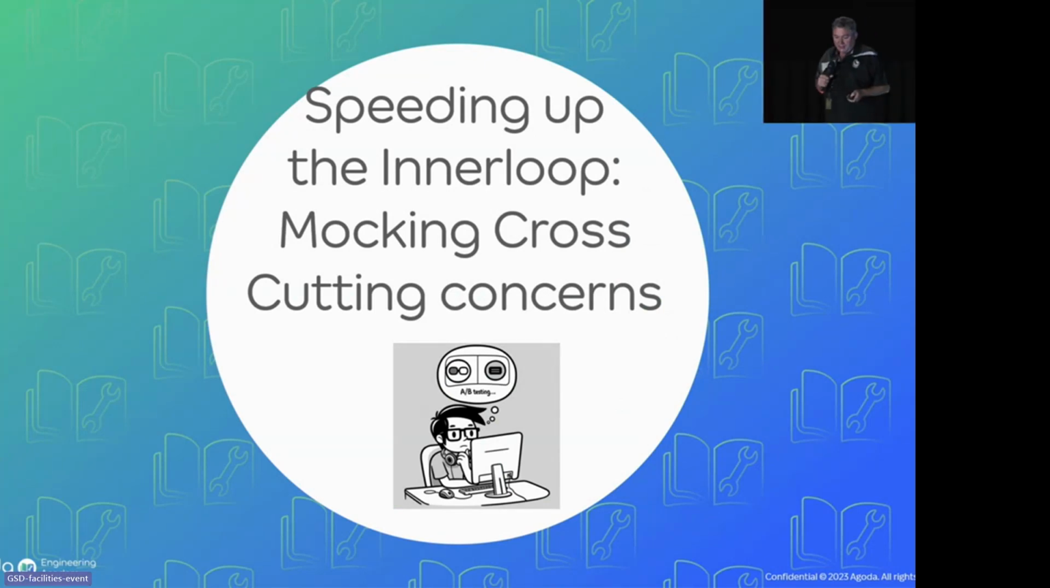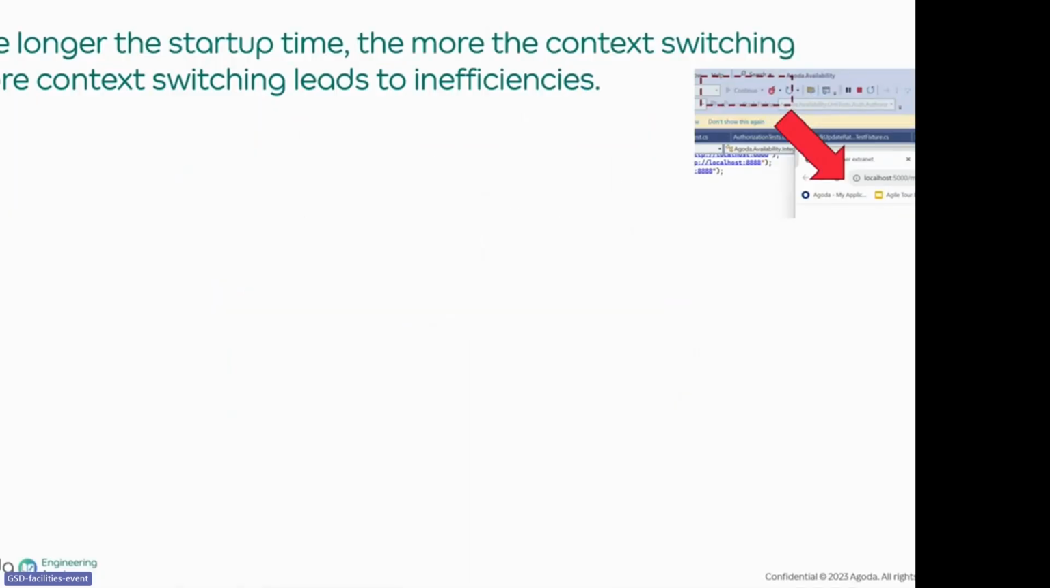So, mocking cross-cutting concerns. We had things in our repo like the experiment manager, the CMS client, things like that. And at startup, these things pre-warm themselves. And that becomes a problem, I think, because one of the things that we look at is the time it takes from when a developer presses debug in their IDE to when they actually get a web page up that they can look at, something like that.